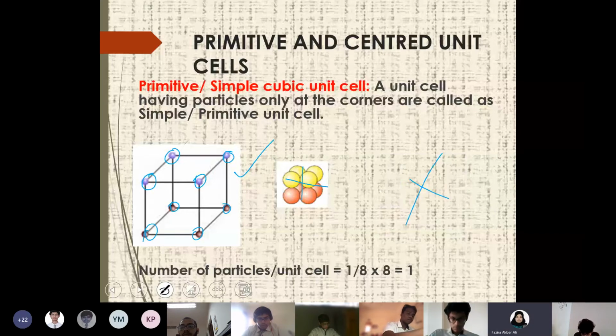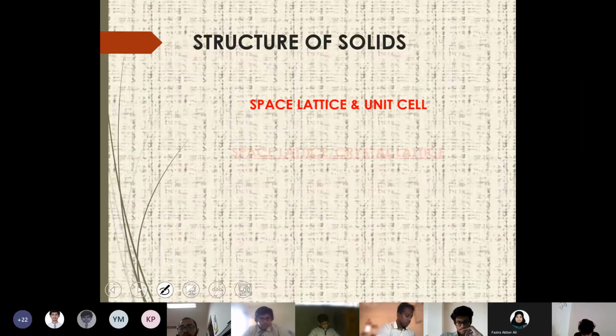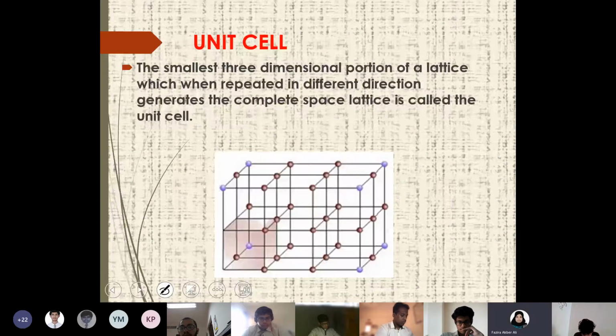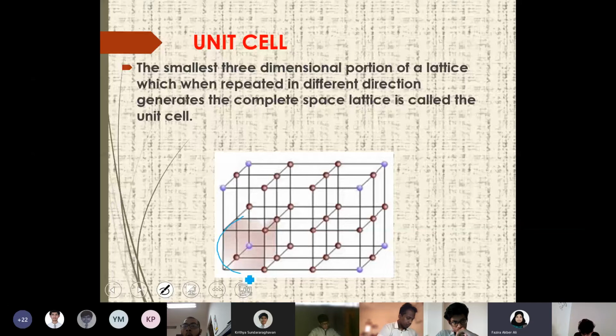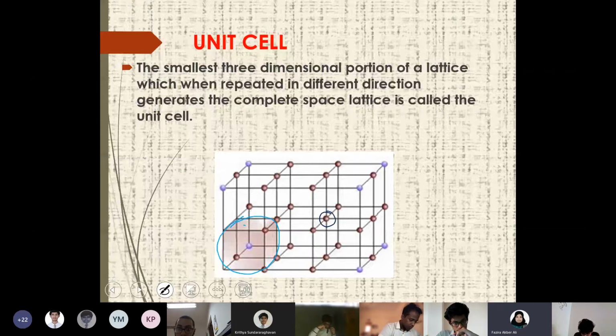For that, I'll take you back to another diagram which I showed you yesterday. Take this space lattice. Just imagine that this is the space lattice in which you have different unit cells. One of the unit cells is highlighted over here. Like that, we counted 1, 2, 3, 4, 5, 6, 7, 8, 9, 10, 12 unit cells joined together.